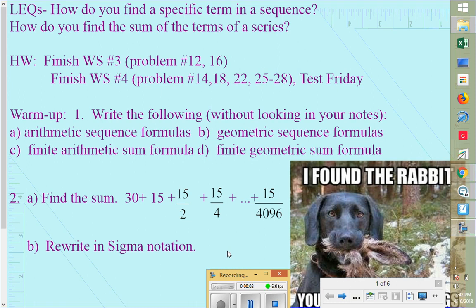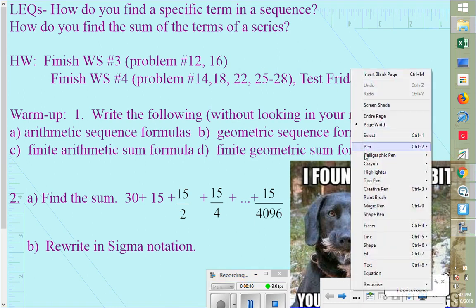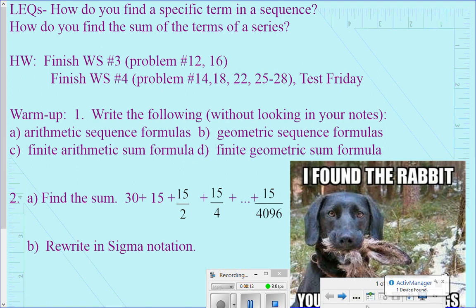Today is day 6 of Unit 8. We started with this warm-up today, so you should pause the video, try the warm-up, and then play to check your answers.